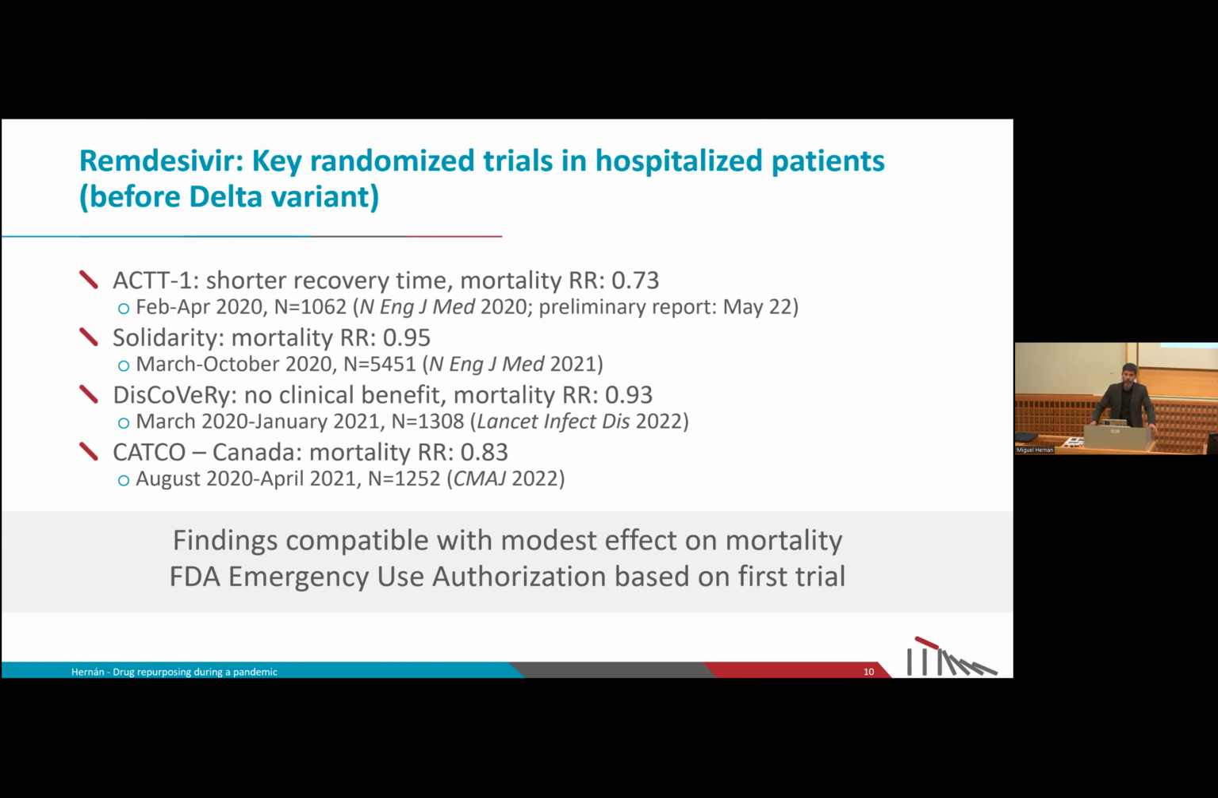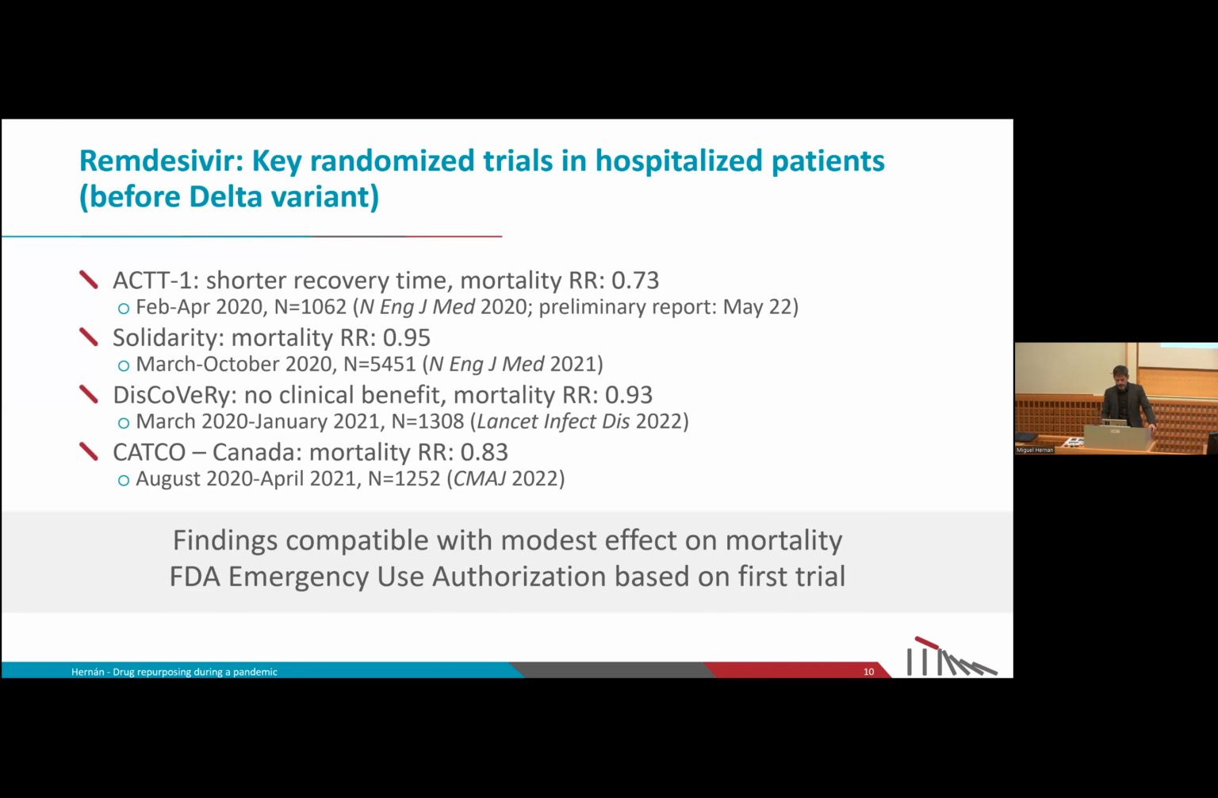Then there were at least 3 other trials, bigger trials. The first one was the Solidarity trial. I'll talk more about that. That is a trial that was conducted by WHO, and that trial didn't find any effect on mortality for remdesivir. That was finished in October 2020. Then there was another trial, the Discovery trial, that also found not much of an effect on mortality. And the final trial, which has been published very recently, found a relative risk of 0.8. So these findings are compatible with a modest effect on mortality for hospitalized patients, not very big, but if you don't have anything else, I would want to be given remdesivir.